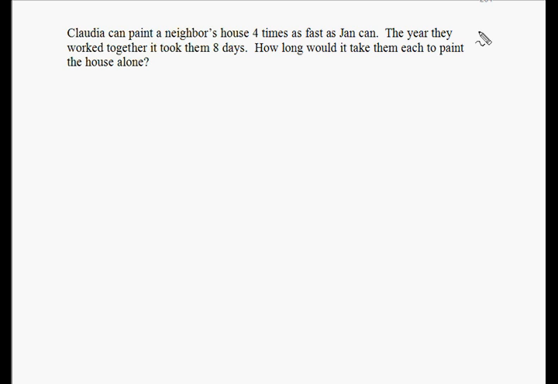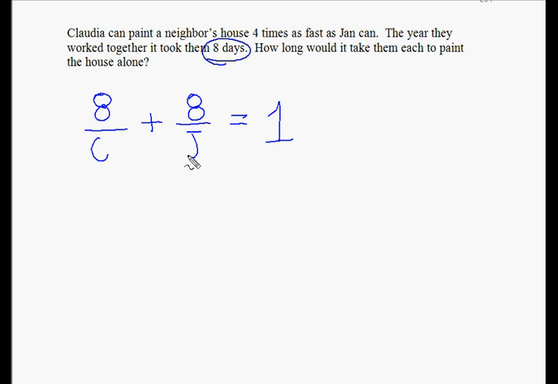So we can see this is a shared work problem. And when we do shared work problems, we have part of it done by someone plus part of it done by someone else. Should be one job getting done. In this problem, we know that they're working together, and it takes 8 days. So that's the total time together. That's our numerator. Our denominator is what Claudia does and what Jan does.